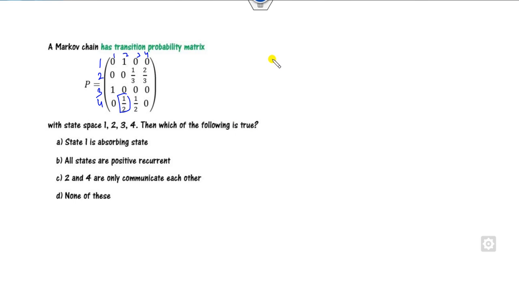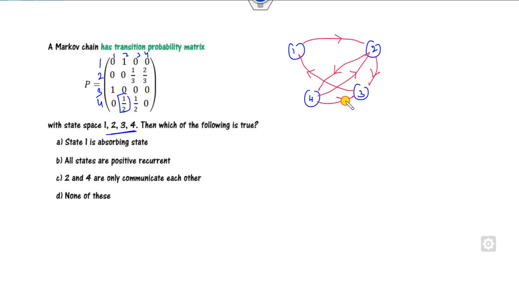So you can draw the diagram. States are my 1, 2, 3, 4. So 1 to 2, one path. 2 to 3, 2 to 4, 3 to 1, 4 to 2, and 4 to 3. This is the path. Now check whether it's irreducible or not.